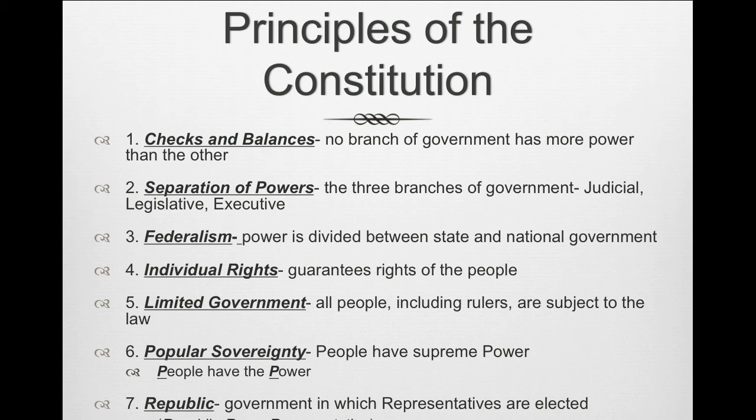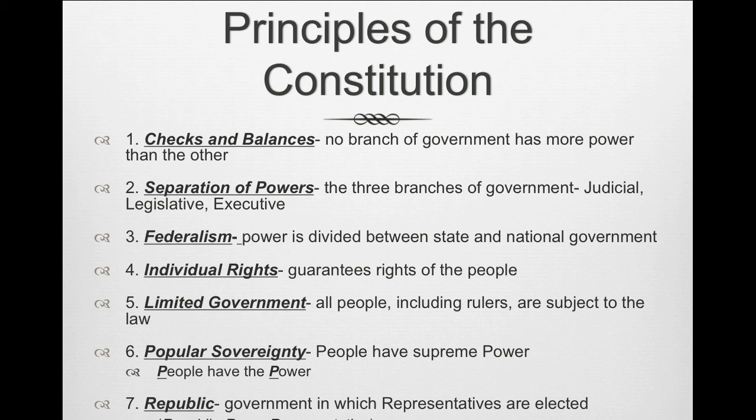The third principle that we came up with was federalism. And this just means that power is divided between national and state government. So power is shared between the states and the national government. The states take care of certain things and the national government takes care of certain things. And that was really helpful because with the Articles of Confederation, their main problem was that states had too much power. Well, they fixed that by enacting this idea of federalism.